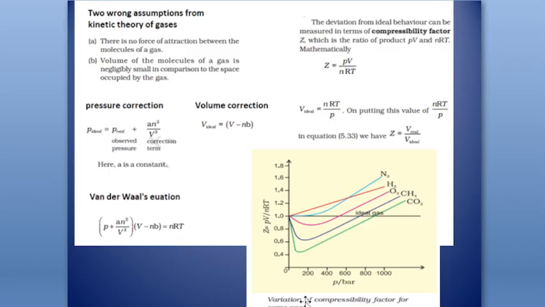So the Z versus P curve is shown here for the ideal gas along with the real gases. Here in the Z versus P curve, there is a dip in the initiation of the curve of carbon dioxide, methane, oxygen, nitrogen, but there is no dip at the initiation of the curve of hydrogen and helium.